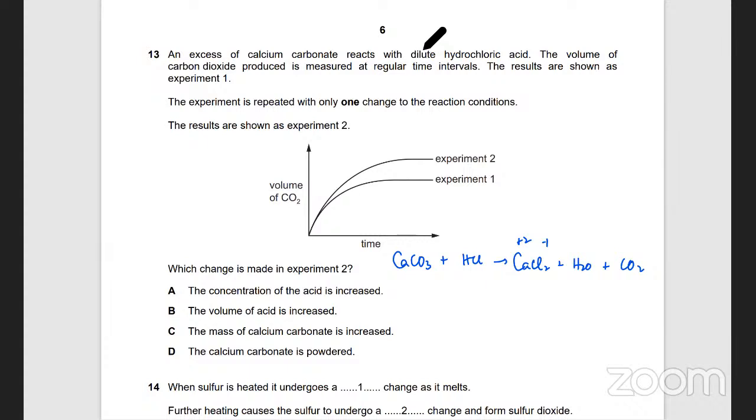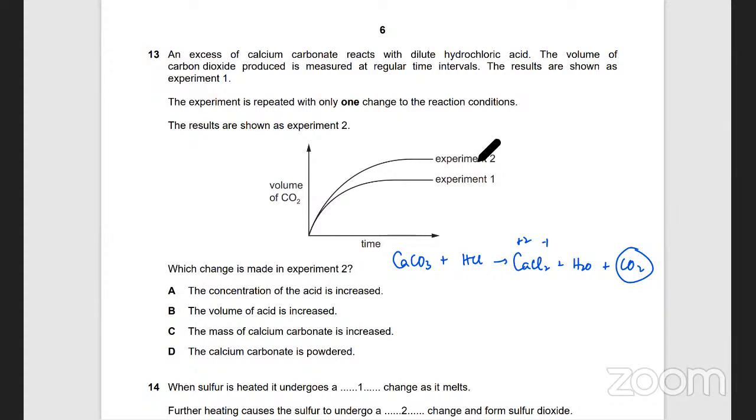Achha, forget that. He's saying that he's measuring the volume of carbon dioxide. The volume of carbon dioxide produced is measured at regular time intervals. The results are shown in experiment 1. And then he does another experiment, and the results are shown in experiment number 2. So there's one change happening. He's asking which change is made in experiment number 2.